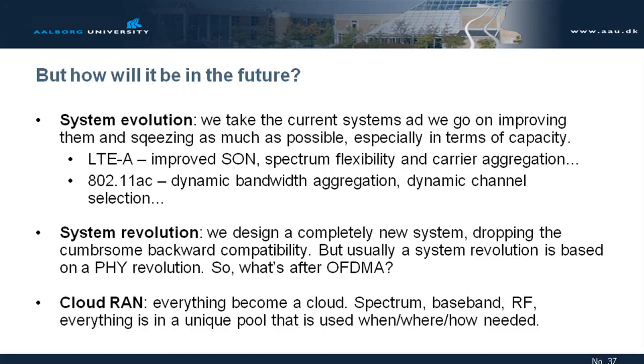So far we have the idea of having a system evolution. From LTE, we move to LTE Advanced, because we needed more. And LTE, again, was another evolution from UTRAN, EUTRAN, from UMTS, basically. 802.11, we started with the very first draft years ago, and then we moved to the B version, then to the A, and then to the G, and then now there is the N, and tomorrow there will be the AC, where we have dynamic bandwidth aggregation, dynamic channel selection, and QoS.